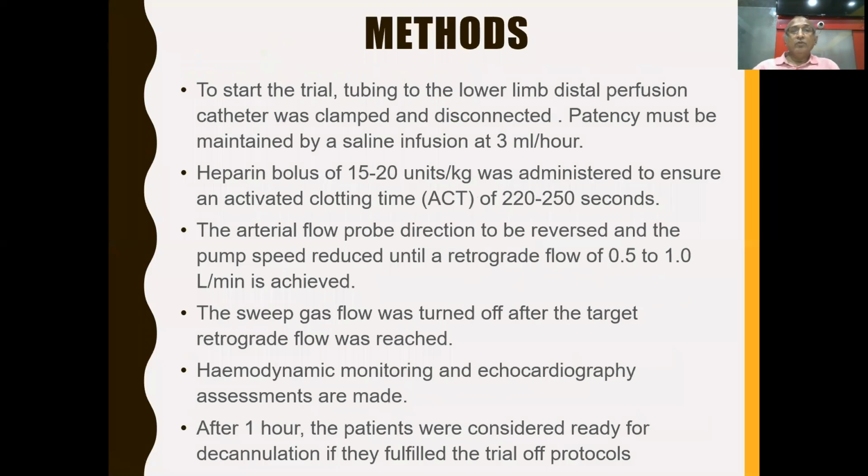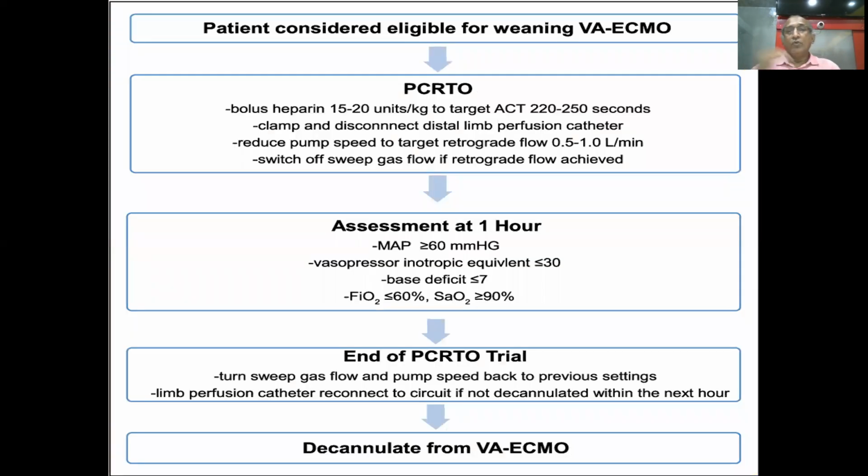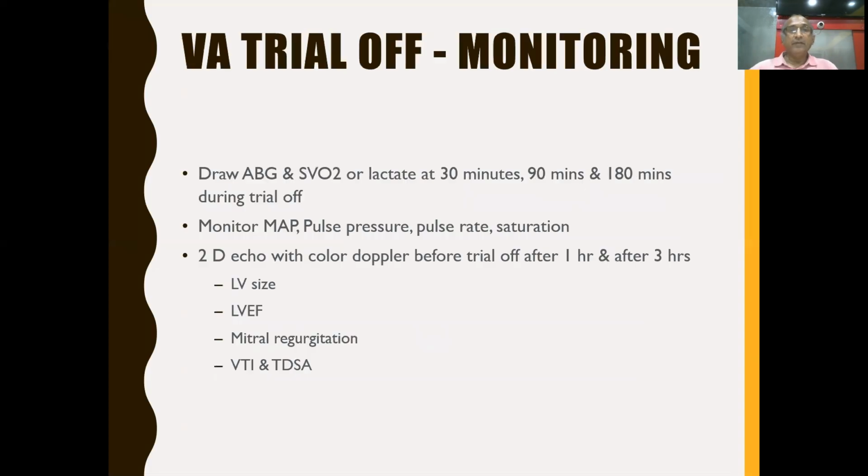And the sweep gas, as I told you, you turn off completely. The only thing is the distal oxygenation cannula, so you disconnect it and keep giving some 3 ml per hour of fluid to the distal cannula so that it does not get blocked. You have to give a heparin bolus. Again, keep the ACT on the higher side, around 220 to 250, and give heparin bolus as required. Monitor the hemodynamics and the echocardiography, and at the end of 1 hour, if all parameters are fine, you can consider the patient weaned off ECMO, and you can plan to decannulate this patient.